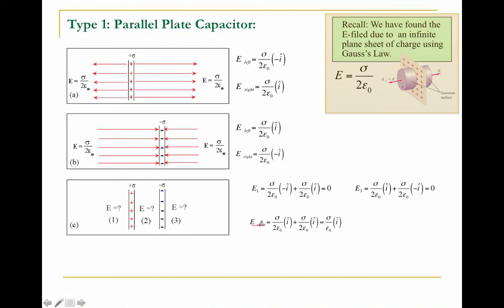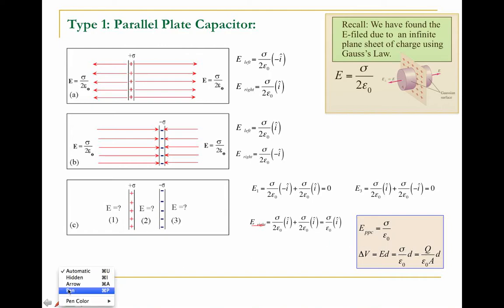The electric field between the plates is sigma over epsilon naught, and therefore delta V, which we found a few minutes ago is equal to E multiplied by the gap between the two plates, D, is simply equal to, remember, sigma is Q over A. So this will be sigma D over epsilon naught, and that's the electric potential difference between the two plates.